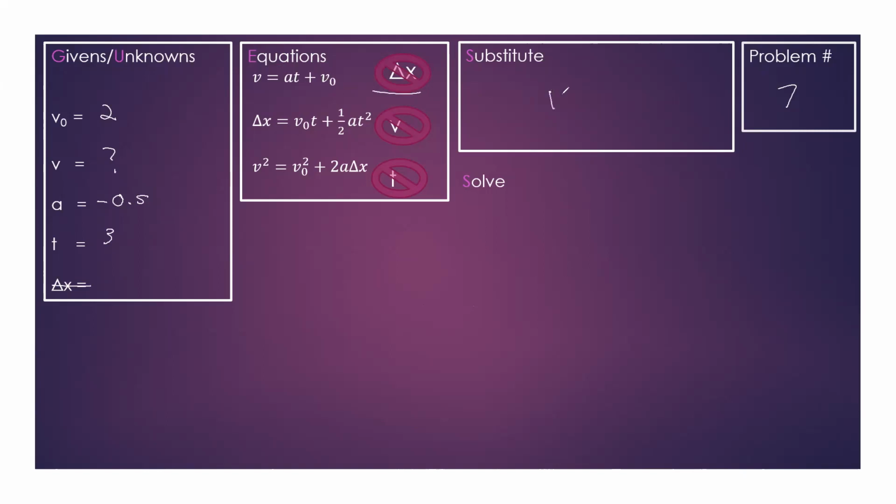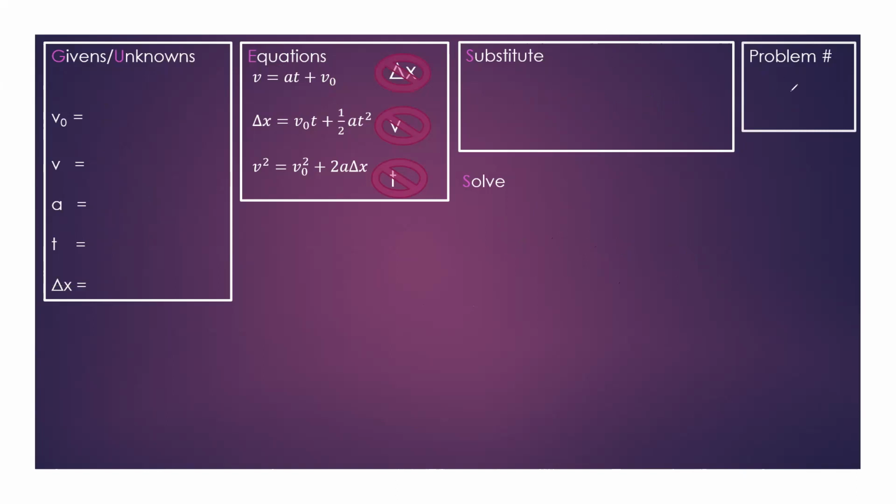So v equals a times t plus v naught. So half times negative 3 gives you negative 1.5, plus 2 gives you half a meter per second.